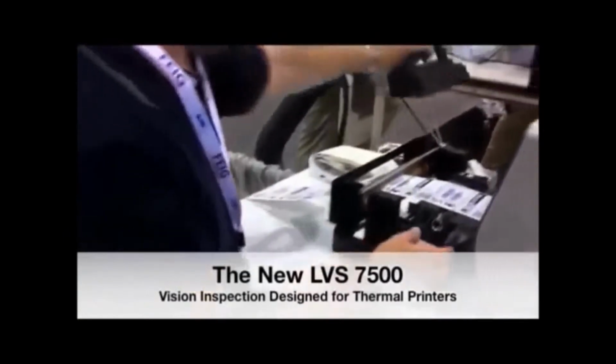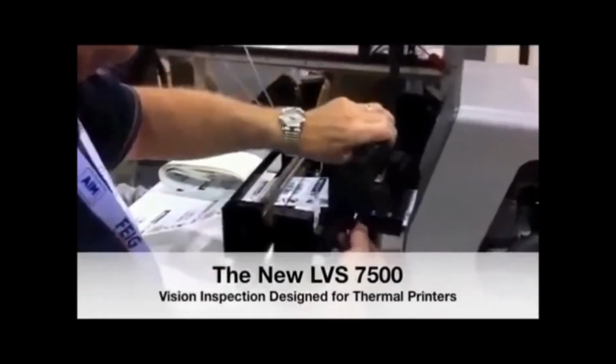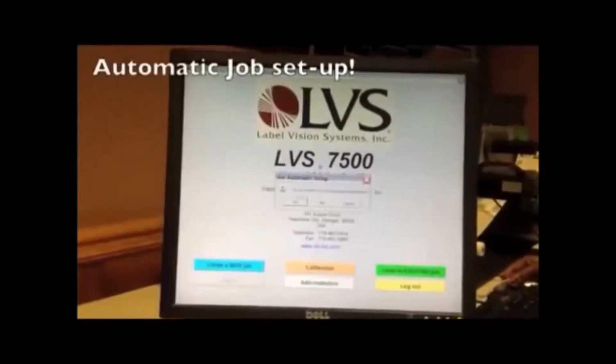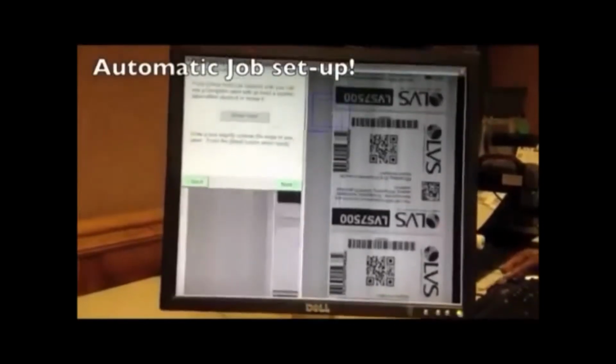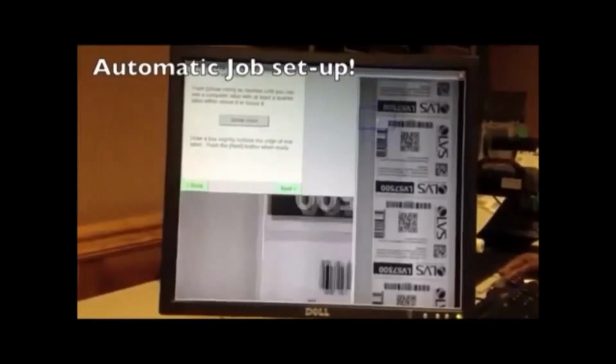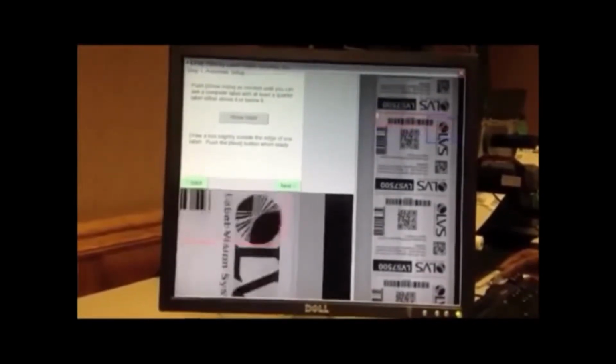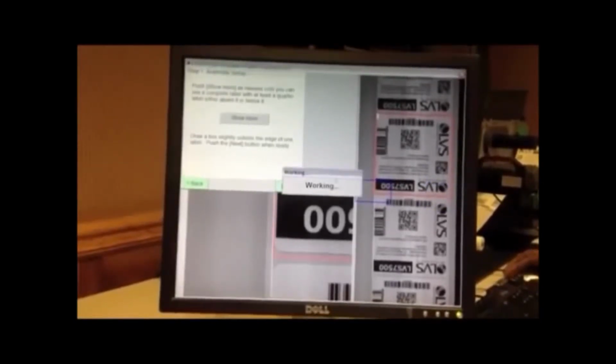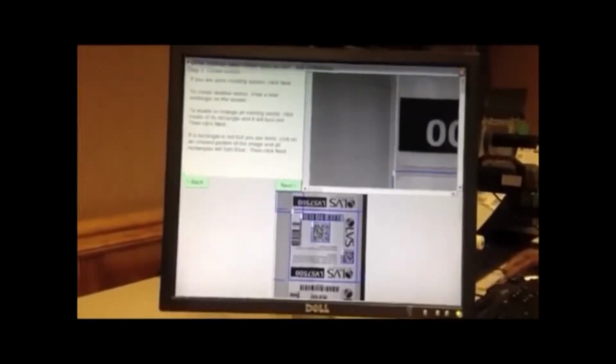Introducing the LVS 7500 inline vision inspection system designed specifically for thermal printers. Ensure accuracy and data integrity of each label. The system will identify defects, eliminate fines and disputes, reduce rework, control waste, and avoid liabilities. It's the ideal system for any label converter, pharmaceutical, medical device, clinical trial, contract packager, or manufacturing application.